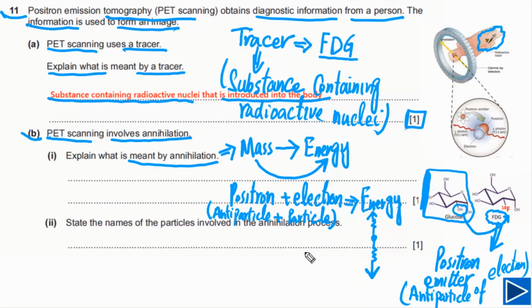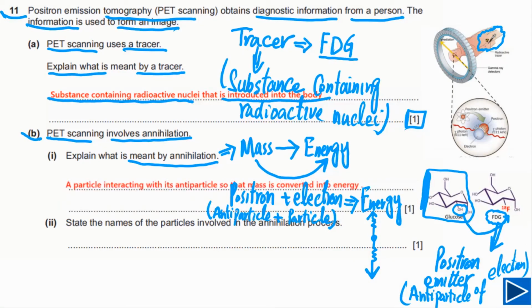So let me show you how you can write down the answer. PET scanning involves annihilation. Explain what is meant by annihilation. Annihilation simply means that mass is converted into energy. This is how you can write down your answer: a particle interacting with its antiparticle so that mass is converted into energy. This is how you can define annihilation.